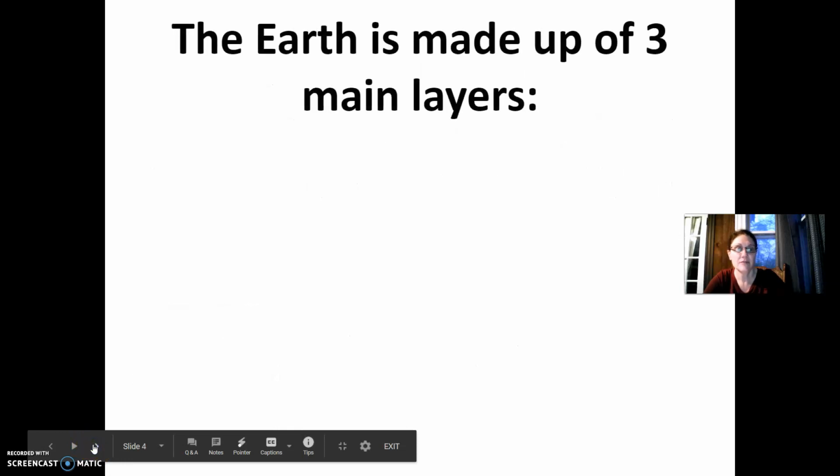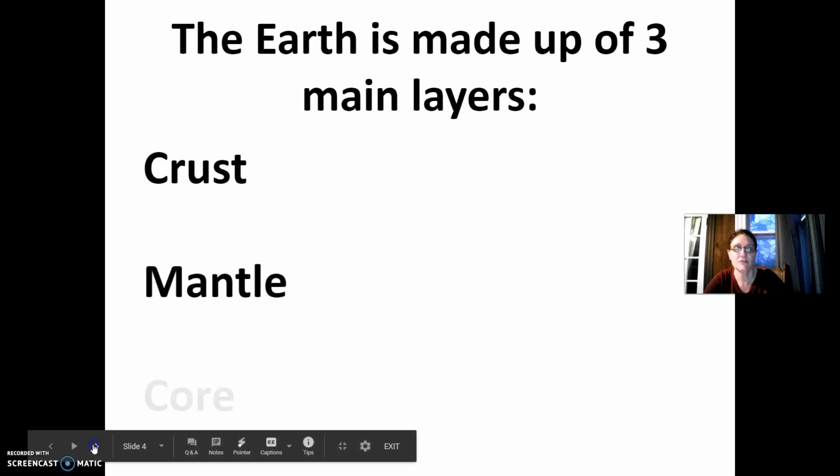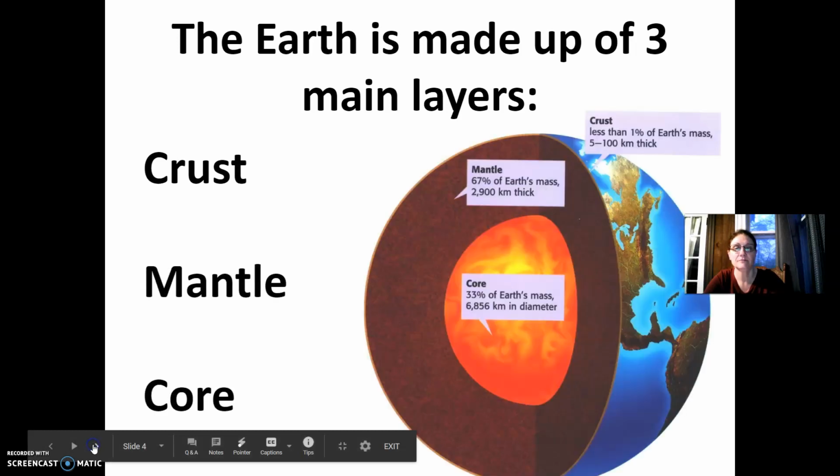The Earth is made up of three main layers: crust, mantle, and core. As you can see, the crust is less than 1% of the Earth's mass. It's 5 to 100 kilometers thick. We have not been able to drill past the crust, so they actually get their information from the mantle and the core that we know of based on seismograph information. Waves that are sent through the Earth and that travel back.